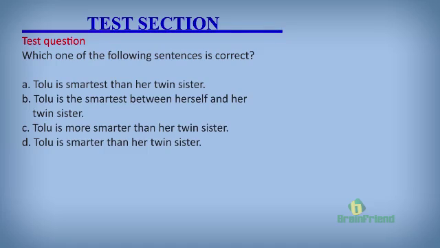And question 2, the last question. Which one of the following sentences is correct? A, Tolu is smartest than her twin sister. B, Tolu is the smartest between herself and her twin sister. C, Tolu is more smarter than her twin sister. And D, Tolu is smarter than her twin sister. Which of the sentences is correct?